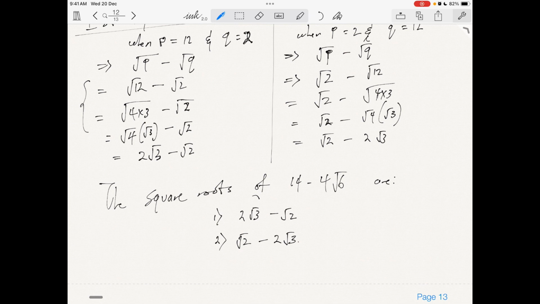So with that, we've come to the end of this video, and the next video will be talking about solving equations in irrational form. So we can have x in a surd equation, and we'll be requested to solve them to find two or more values of x.